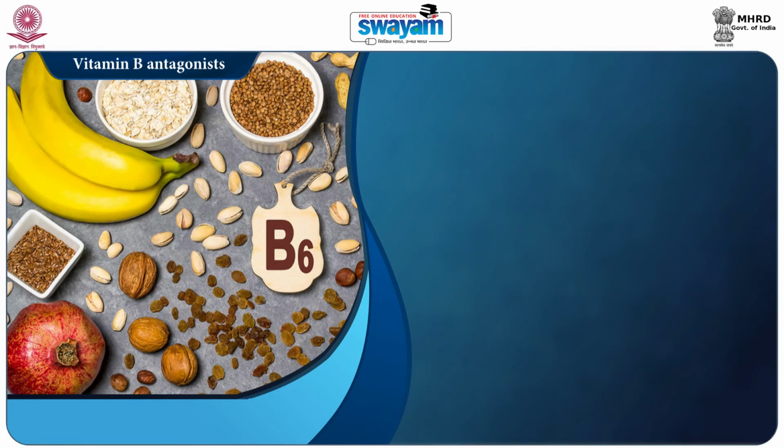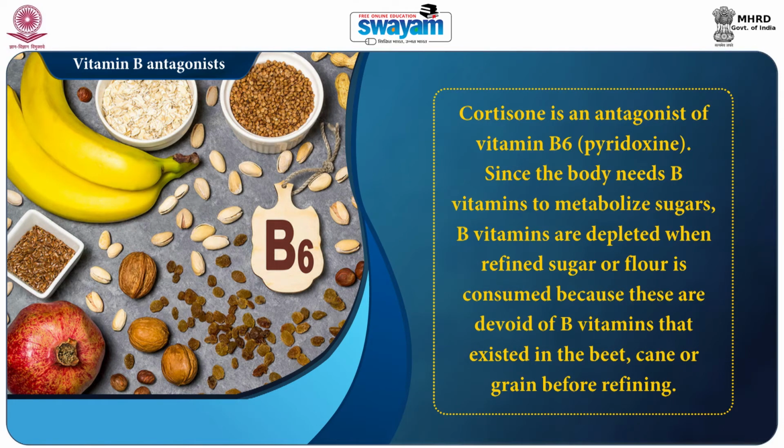Moving to vitamin B antagonists, cortisone is an antagonist of vitamin B6, that is pyridoxine. Since the body needs B vitamins to metabolize sugars, B vitamins are depleted when refined sugar or flour is consumed because these are devoid of B vitamins that existed originally in the beet, cane or the grain before refining.